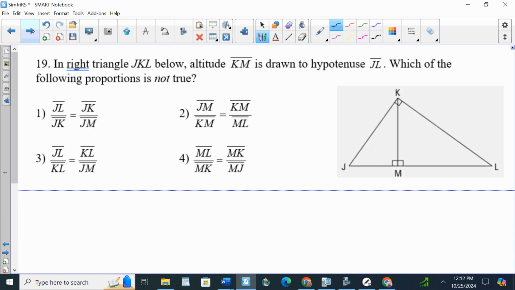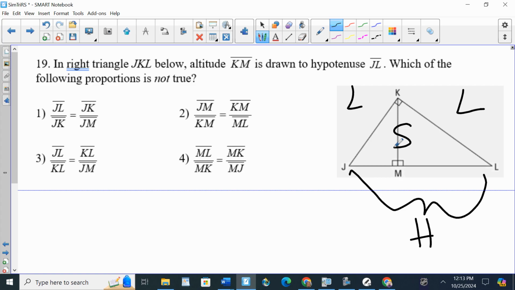Same thing, but in a Hill-Sess now. Well, if it's a Hill-Sess and it wants to know if the proportion is true, we need to see if it's Hills or Sess. If it's correctly substituted into Hills, then it's correct. If it's correctly substituted into SAS, then it's correct. If it's not, it's not.